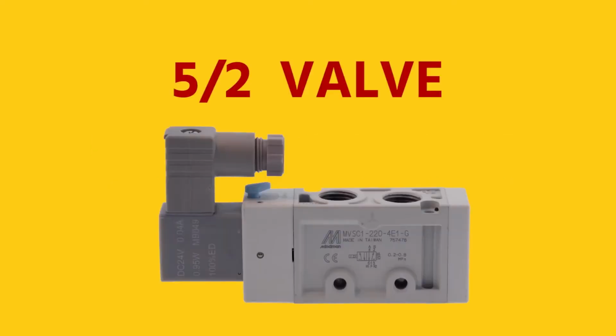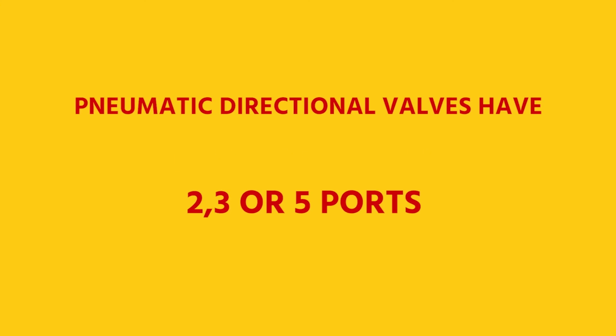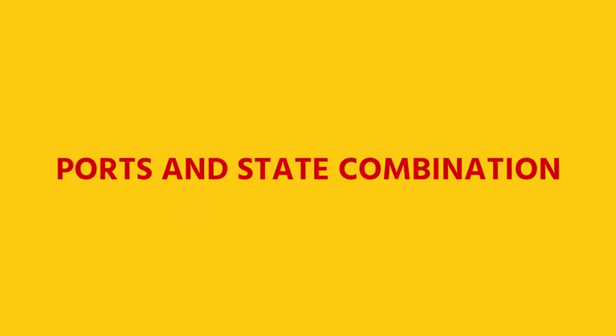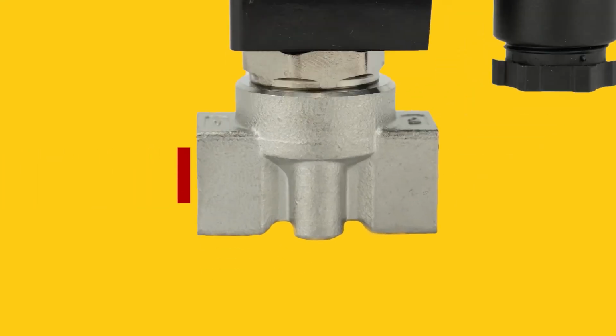Directional valves are appointed with two numbers. The first number shows how many ports the valve has, and the second number the amount of states. Directional valves usually have 2, 3 or 5 ports. Selecting the correct port and state combination can be hard, so let me explain the 4 most commonly used pneumatic solenoid valves. A 2-2 valve has 2 ports, in and out, and it has 2 states, open and closed.